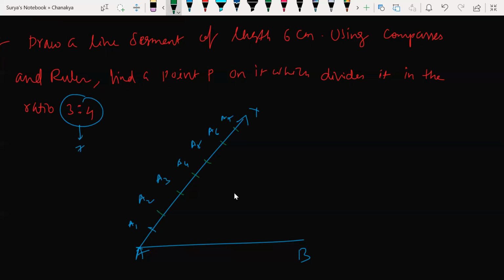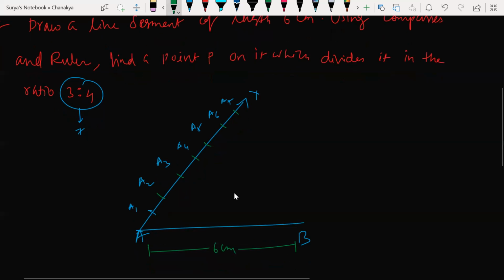Correct? Yes. Now, which 6 centimeter length? This is the 6 centimeter length. Using compass and ruler, find a point P which divides it in the ratio 3:4. So it will be dividing at 3. Understood my point? First of all, I'll be joining this end and this end.